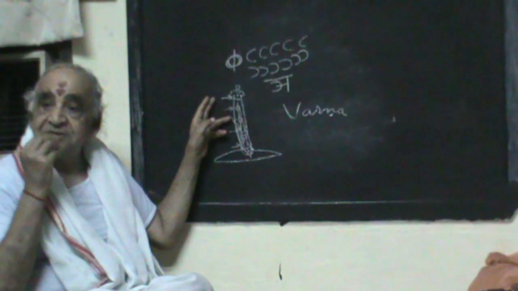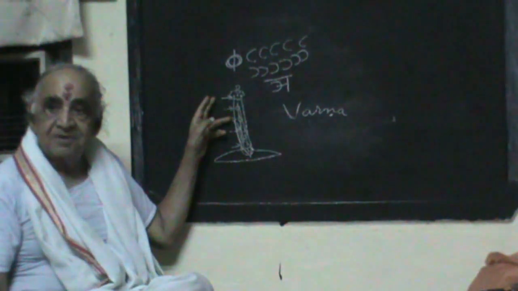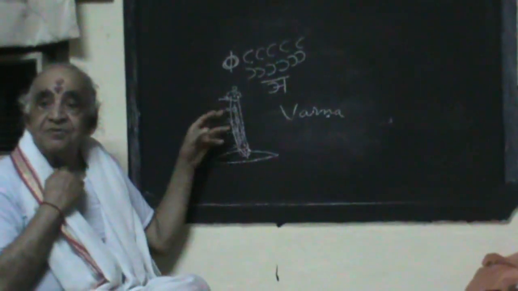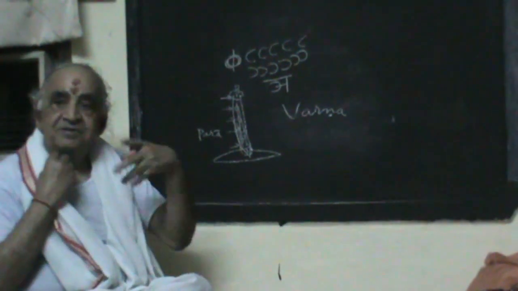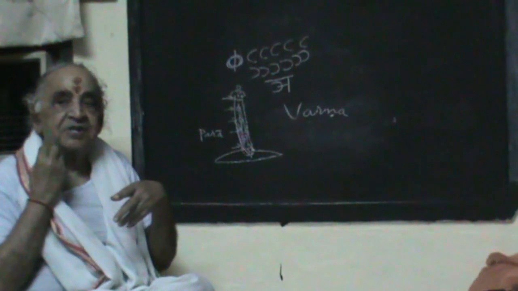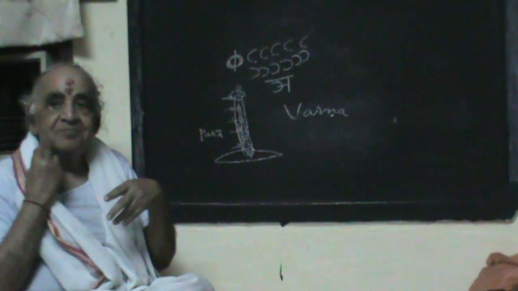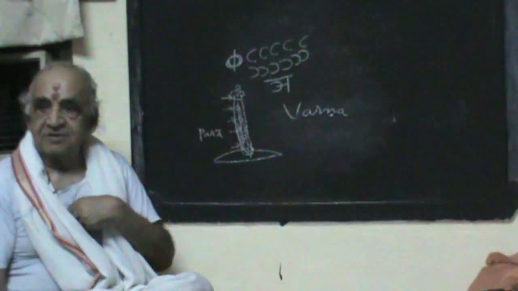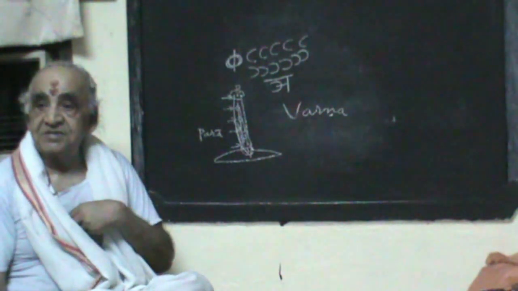So this Vaikhari Vak means loud speech. We beat our lips, so it's called beaten and gross sound. Second is in our throat. So people chant outside. When they are tired, they take a rosary. Then it comes here, and this dissolves in the heart. So it is called anahat, unbeaten.